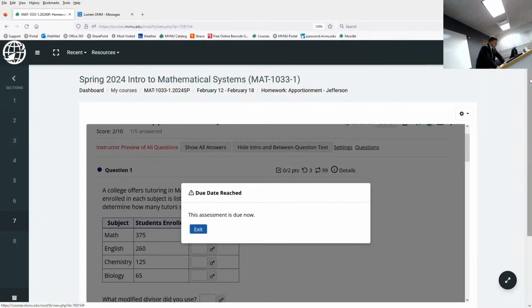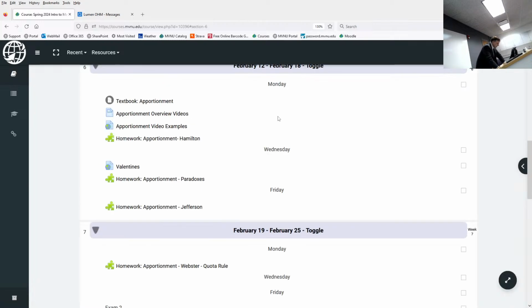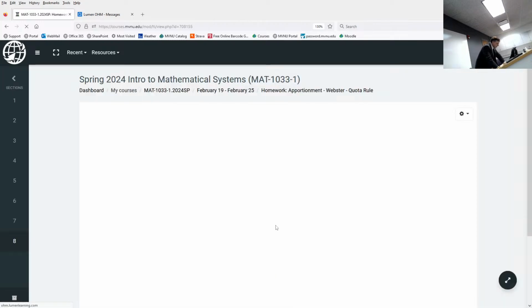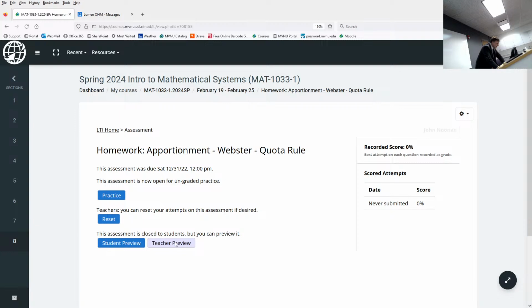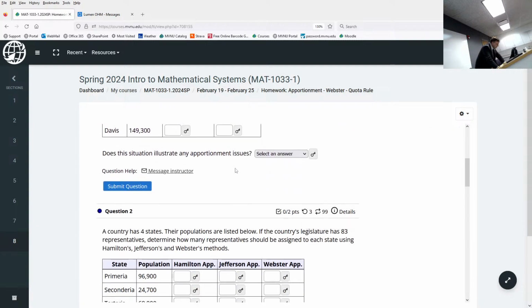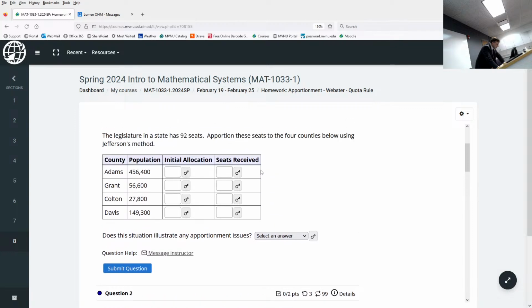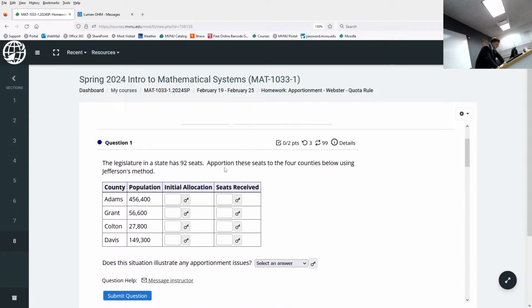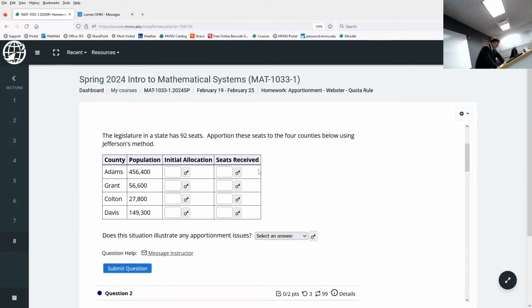Let's go ahead and see what this looks like in the homework. Look at that. The homework due date has already been reached. Well, that's because that was for today. Give me a sec. Here, so Webster and the quota rule. So Webster isn't going to be too difficult, hopefully. But here we go. Where's the one? Does this situation illustrate any apportionment issues? Jefferson's method. Yeah, this one should be good.